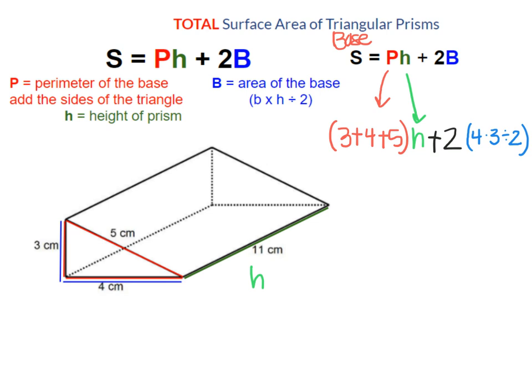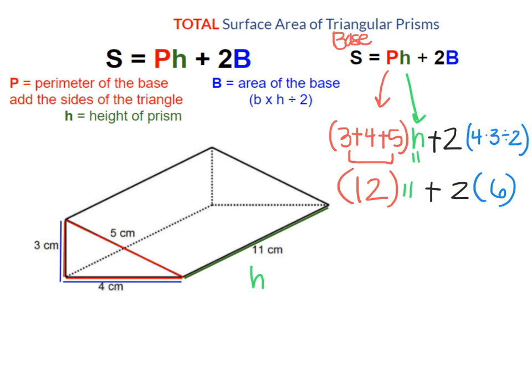Adding the perimeter of the base, 3 plus 4 plus 5 is 12. I'm sorry, I didn't put the height in here. The height is equal to 11. So I'm going to be doing 12 times 11. And then I will be adding to that 2 times the area of the base. 4 times 3 is 12. Dividing that by 2 is 6.